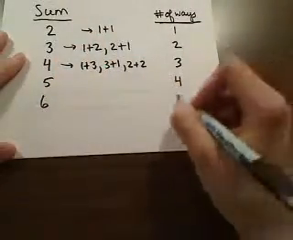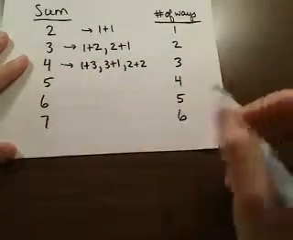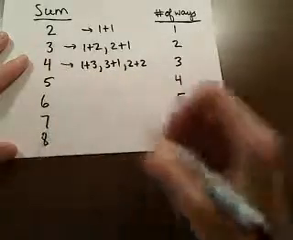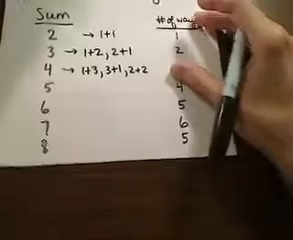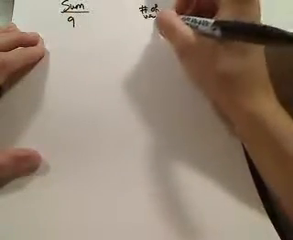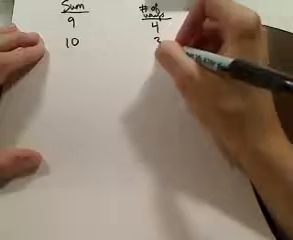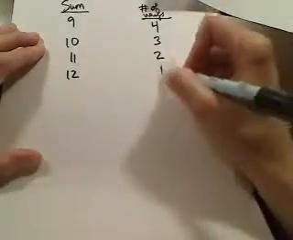With 6, there are 5 ways. With 7, there are 6 ways. And then with 8, we start to go back down. There's 5 ways. And then with 9, there are 4 ways. And with 10, there's going to be 3 ways. With 11, there's 2 ways. And with 12, there's 1 way.